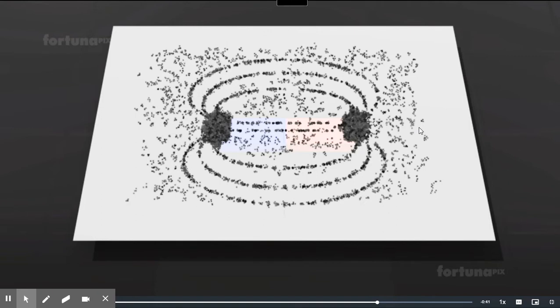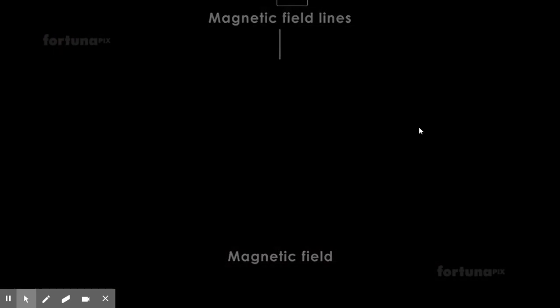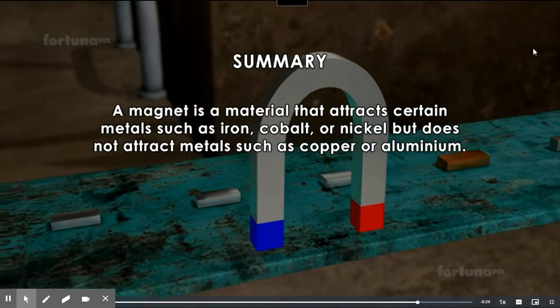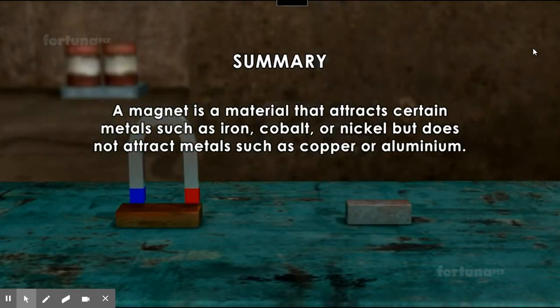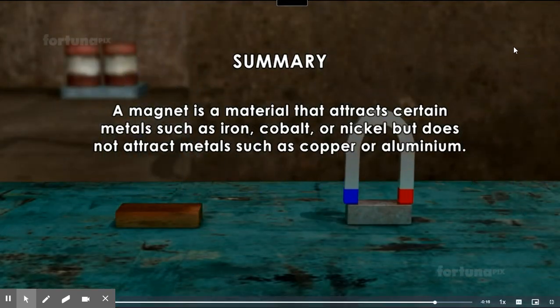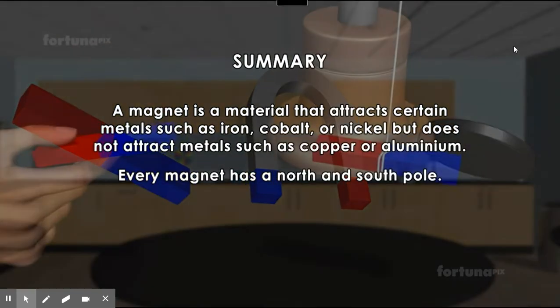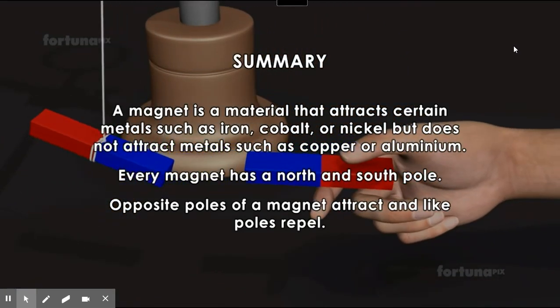These lines of iron filings around the magnet are what we refer to as the magnetic field lines. And the area inside which the magnet exerts its force is the magnetic field. Summary. A magnet is a material that attracts certain metals, such as iron, cobalt, or nickel, but does not attract metals such as copper or aluminum. Every magnet has a north and south pole. Opposite poles of a magnet attract, and like poles repel.